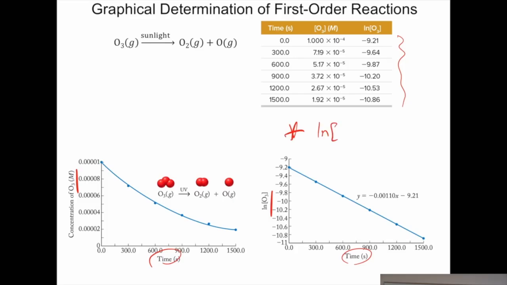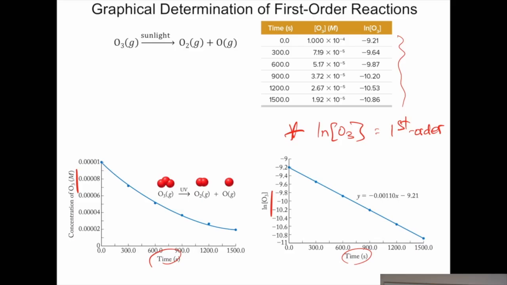So what order reaction is it? Second, first, or zero? It's first. If it's second, it's 1 over the concentration. If it's zero order, it's just the concentration. If it's the natural log of the concentration, it's first order. But it has to be a straight line.